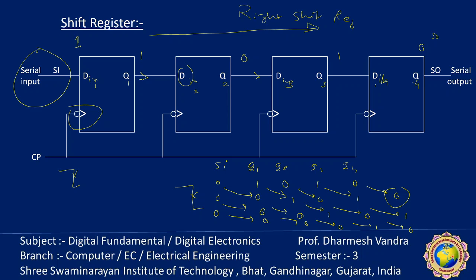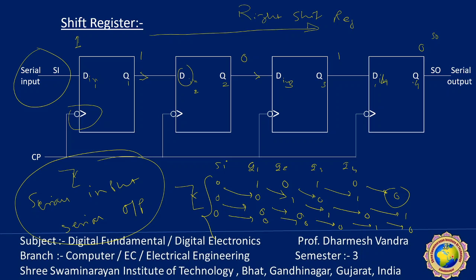Whatever the serial input is, it will be stored into this flip flop after 4 clock pulses. So this circuit is also known as serial input, serial output, one other name for this. So this is a unidirectional shift register.